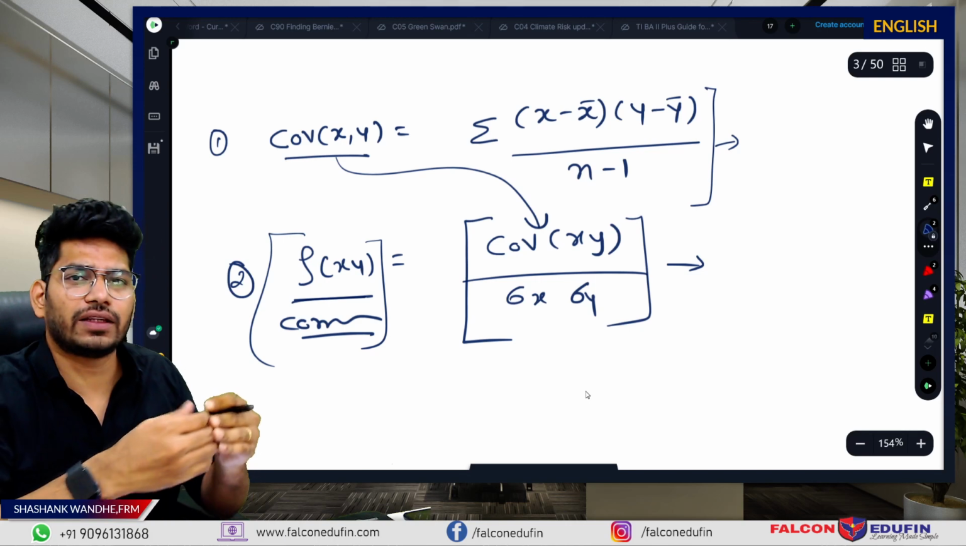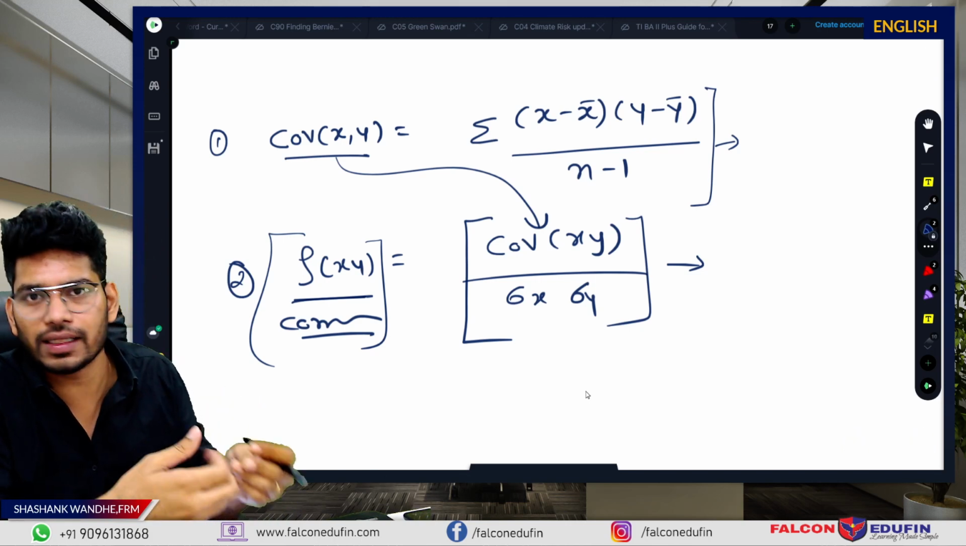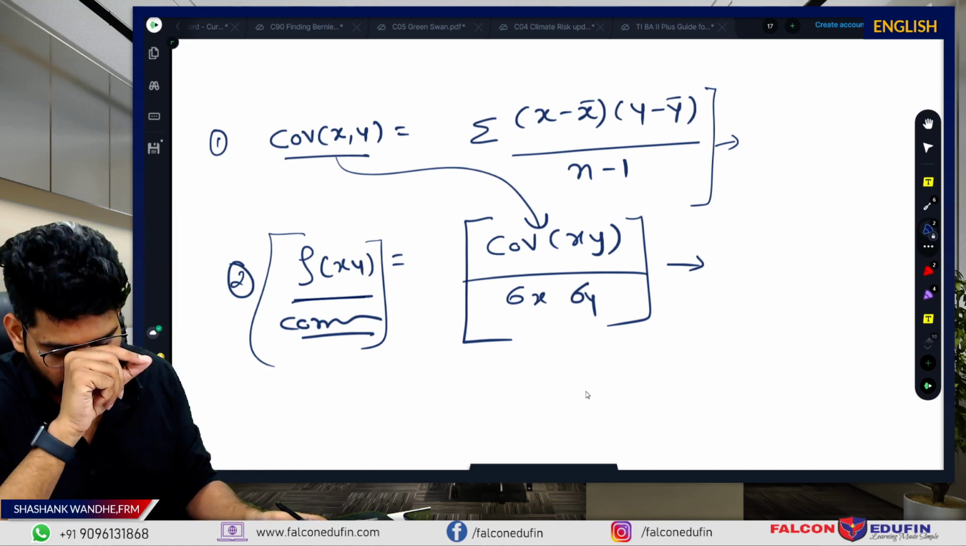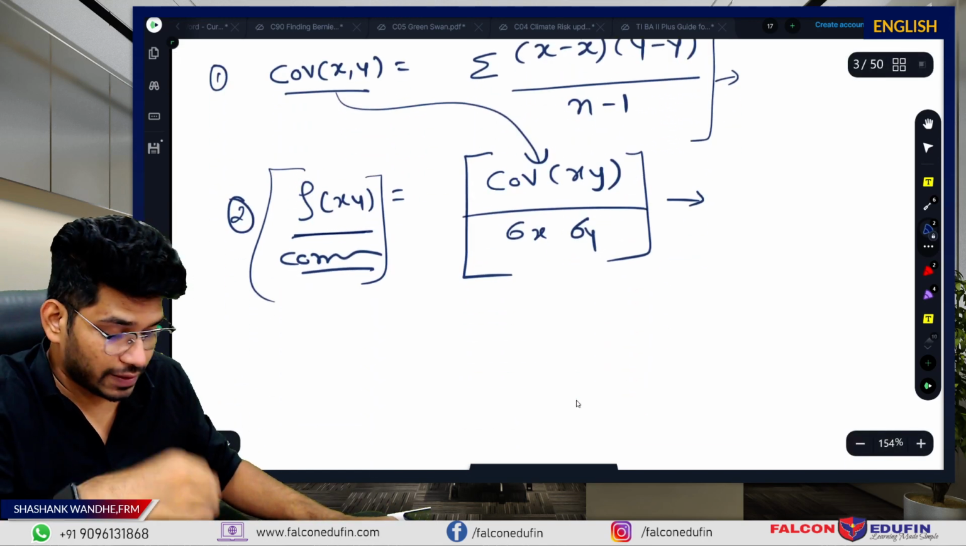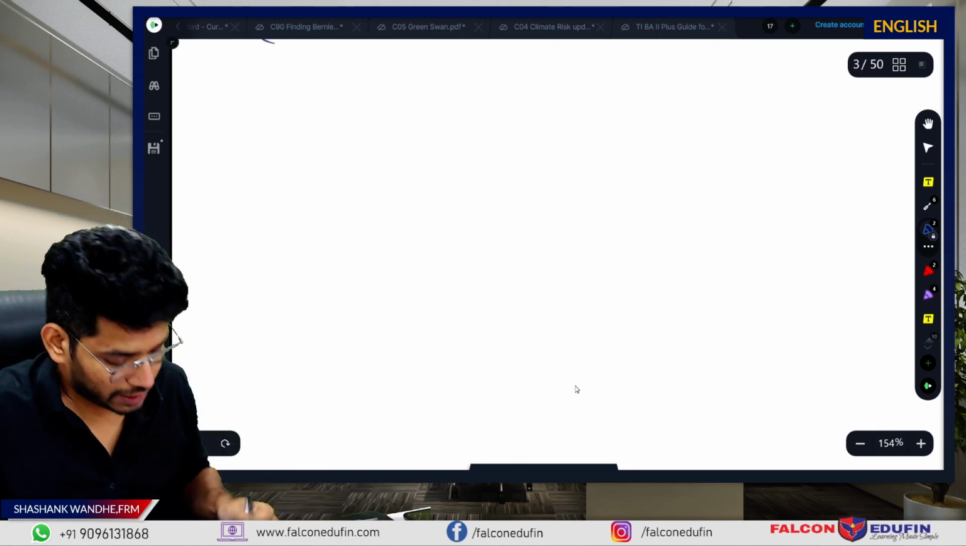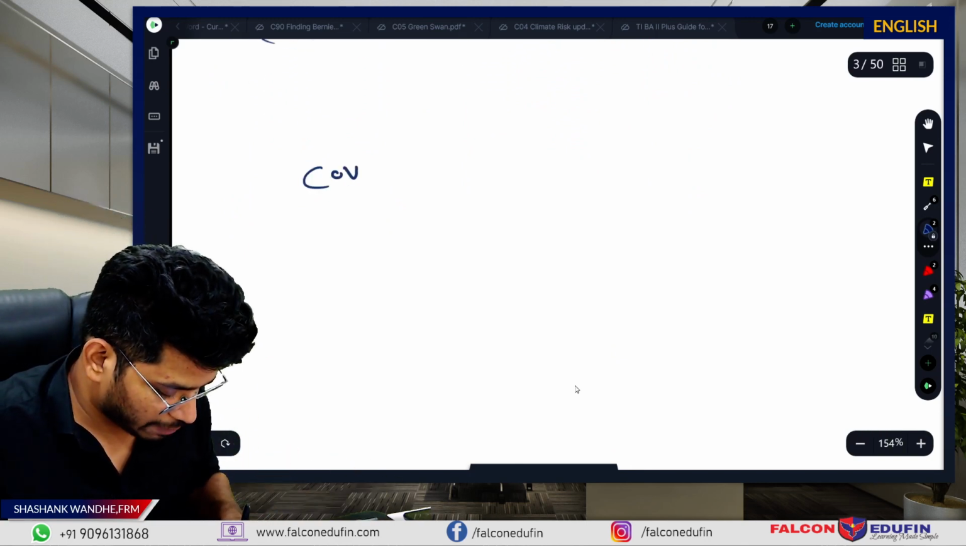And if you are provided with the correlation itself by the calculator, then why do we need to calculate the covariance? So don't worry about it. So what is a covariance? Covariance is the variance between the two variables. Just see here, the covariance matrix.